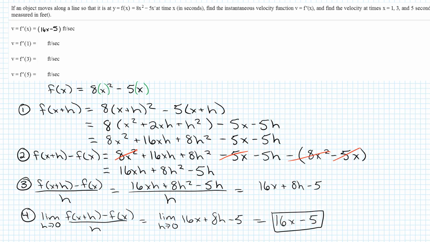And now for the rest of these, I'm just going to plug the numbers into my instantaneous velocity function. If I plug in a 1, I'm going to get 11. If I plug in a 3, 16 times 3 minus 5, that's going to give me 43. And if I plug in a 5, 16 times 5 minus 5 will give me 75. So we just use the four-step process like you've done on, at this point, probably 10, 15 other problems, and make sure that you follow the steps carefully. That will give you your instantaneous velocity function, which you then use to figure out velocity at specific points in time.